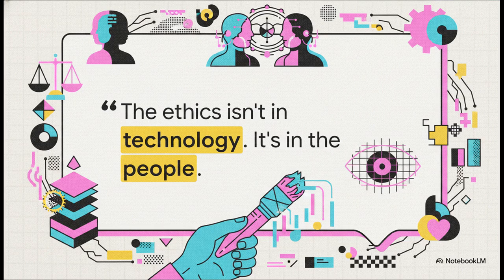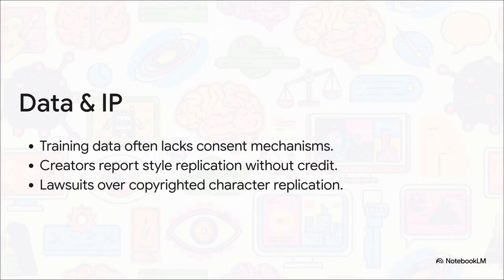The fundamental idea here is that the technology itself is really just a tool, kind of like a camera or a paintbrush. The ultimate responsibility for how that tool is used and the real-world consequences of it rests entirely on human choices. The first major area of focus right now is data and intellectual property.